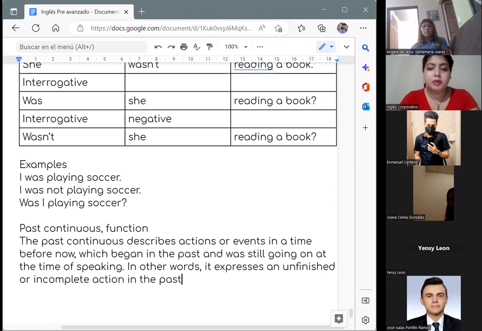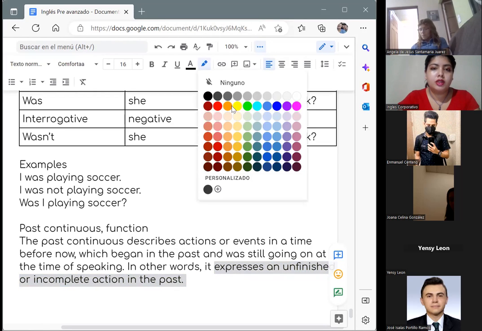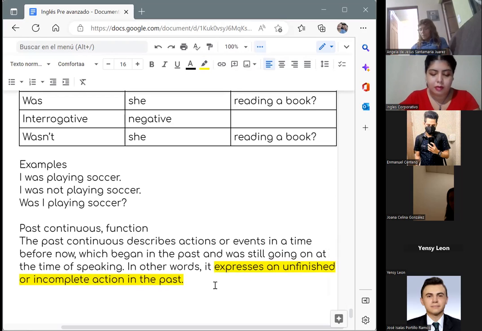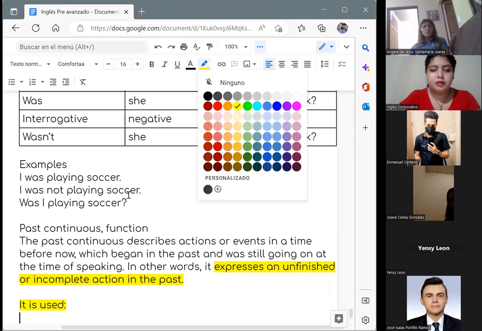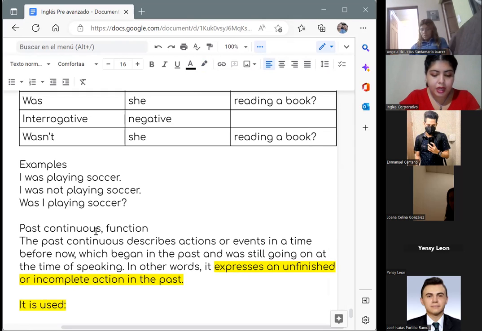So here we have the specification that it expresses an unfinished or incomplete action in the past. So in that case, we are doing that action in this moment. And we have here, it is used often to describe the background in a story written in the past.